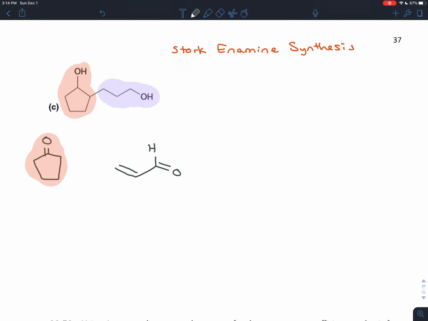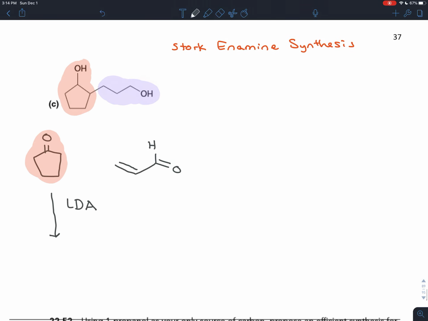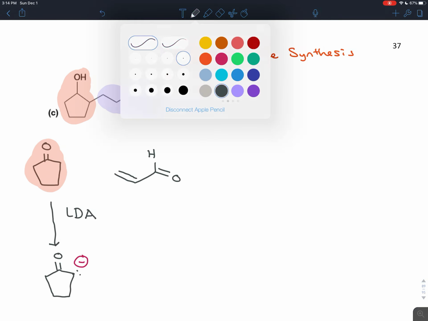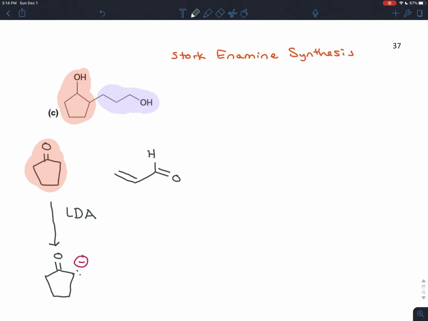So we could take cyclopentanone and react it with a strong base, just for old time's sake. Let's use LDA, lithium diisopropylamide, which we've discussed in previous videos. That strong, bulky base will turn all of these cyclopentanones into nucleophiles. It'll turn the alpha carbons on them into nucleophiles. And then we can treat those nucleophiles with our alpha-beta unsaturated compound.